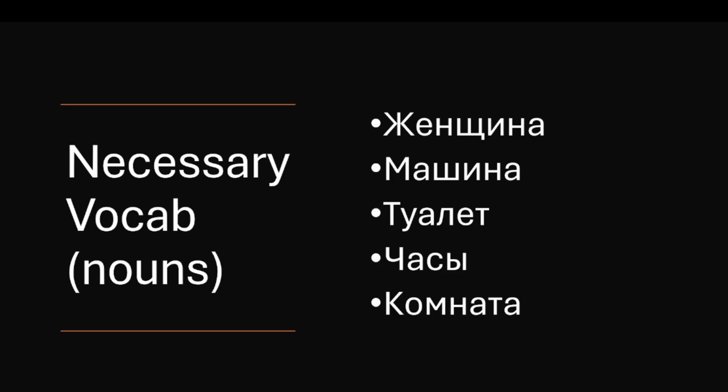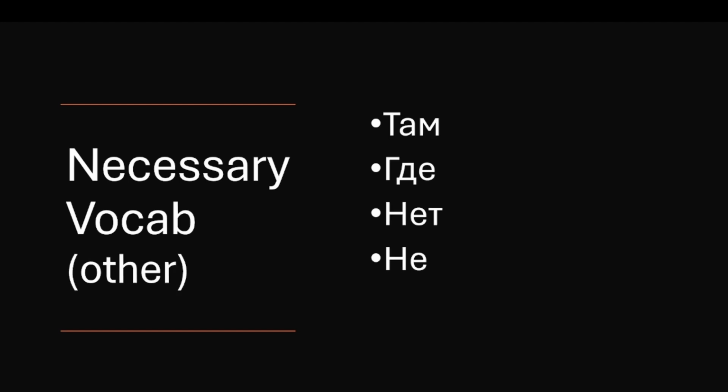Okay, туалет. Next, часы. Not chassis, часы. Okay, the stress is on the и. Часы. That means watch or clock. Okay. Last word is комната. Комната. That means room, like a classroom, a physical room. Okay. Cool. Женщина, машина, туалет, часы, комната. All right. Memorize those, and we're on to the next.